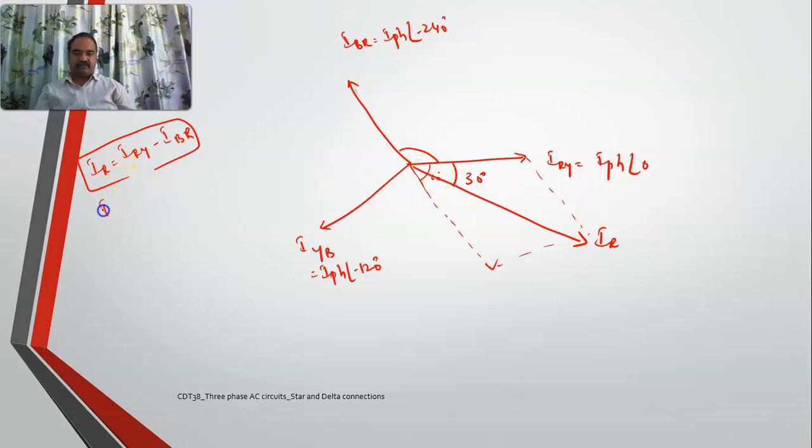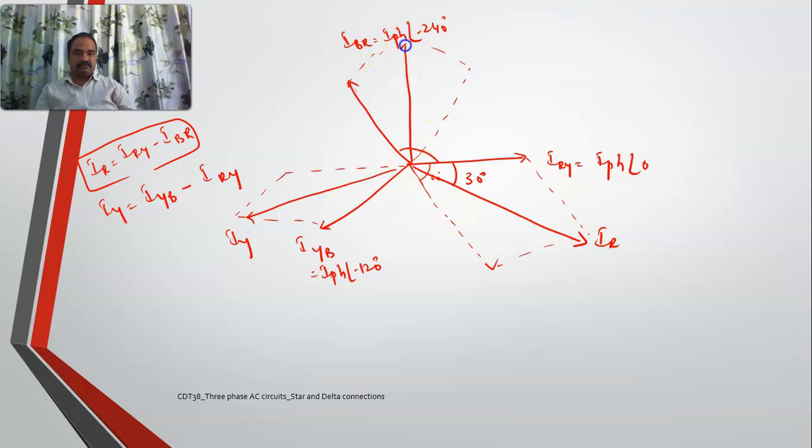Similarly, if I want IY, what I should do? IYB minus IRY. Right. So which means that my current will be, this is my IY. Similarly, this is my IB.